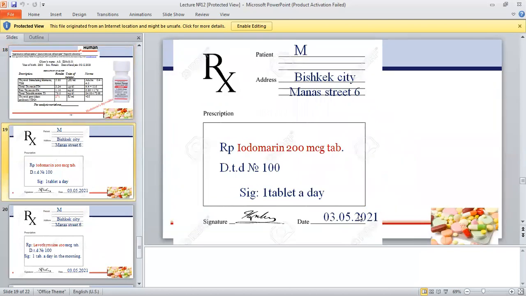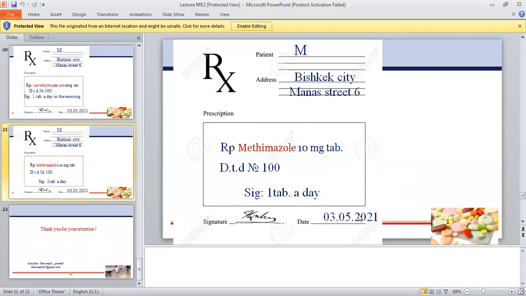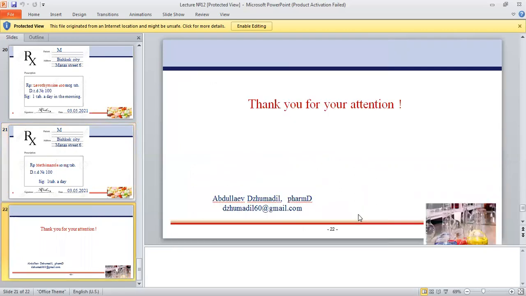For example, if you use iodomarin having 200 mcg tablets, they can be used one tablet per day. Furthermore, methimazole can be used one tablet per day, with 10 milligrams a day. So this is all about my presentation.